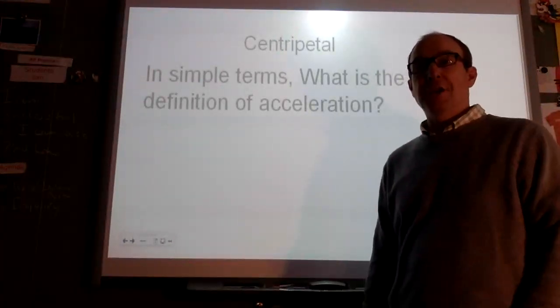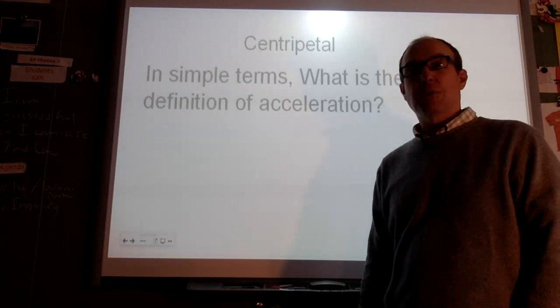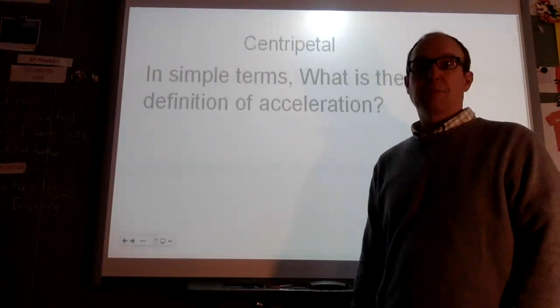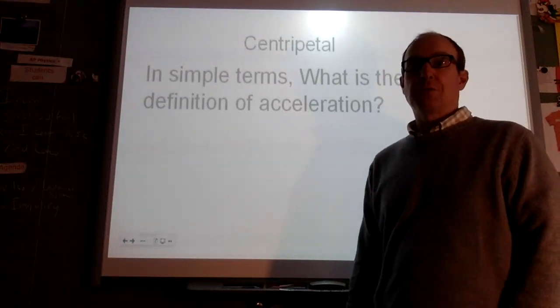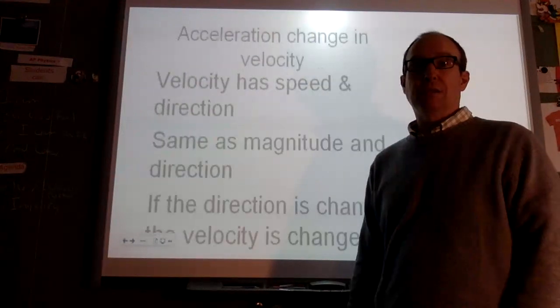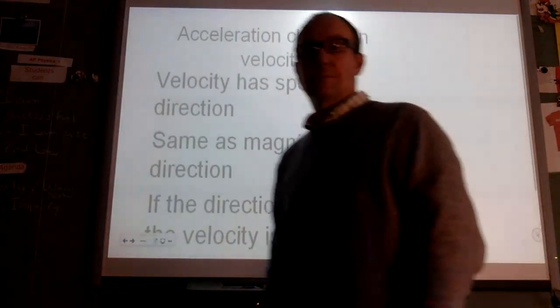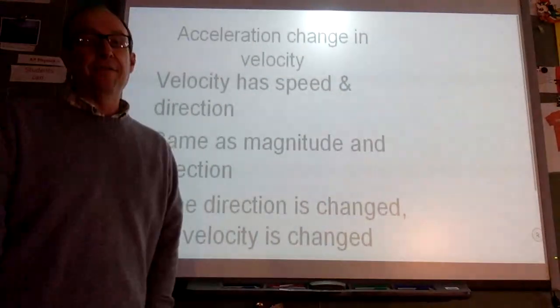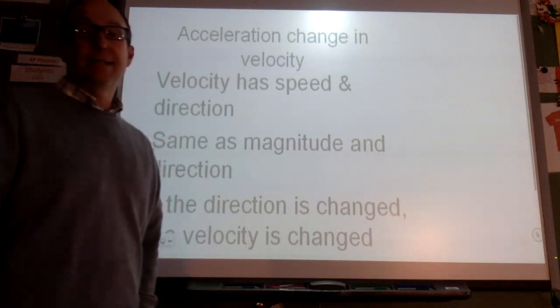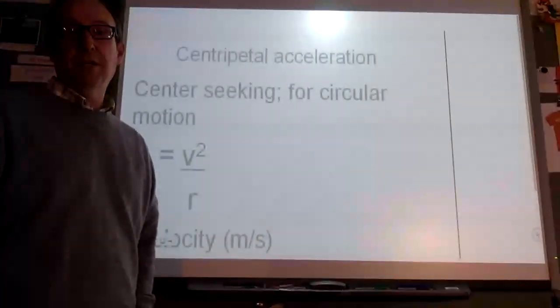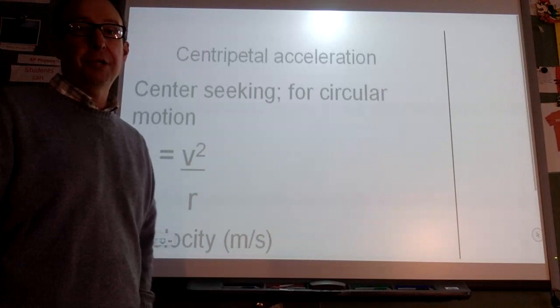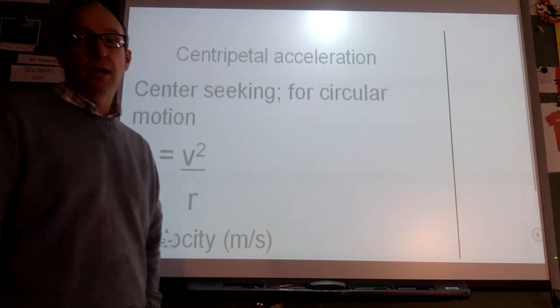Acceleration is a change in velocity. Velocity has both magnitude and direction. In circular motion, we're concerned with the change in direction. So even if the speed is staying constant, it is still accelerating. The special acceleration is a centripetal acceleration, and it is equal to v squared over r.